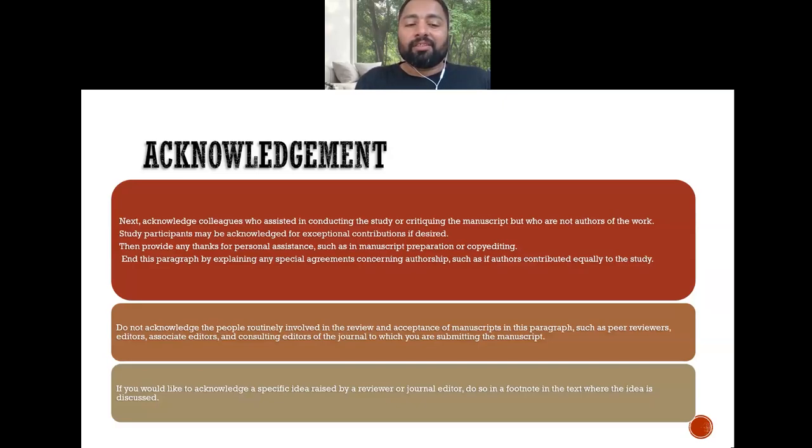If you would like to acknowledge a specific idea raised by the reviewer or journal editor, do so in a footnote in the text where the idea is discussed.